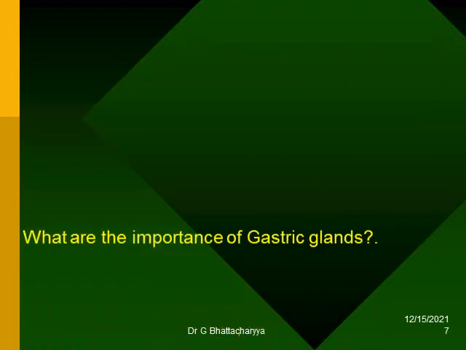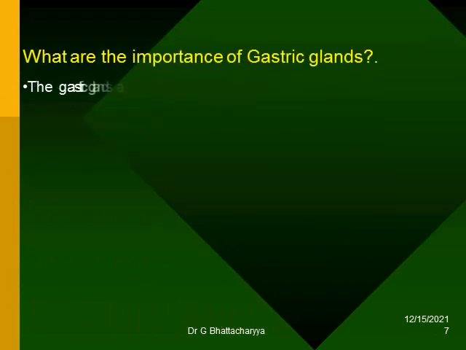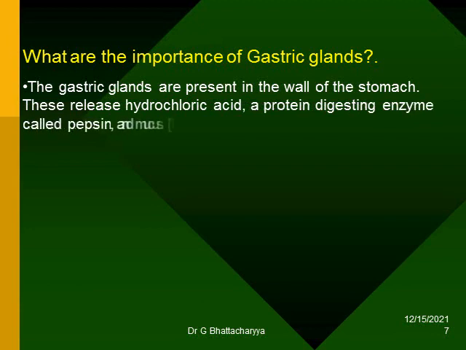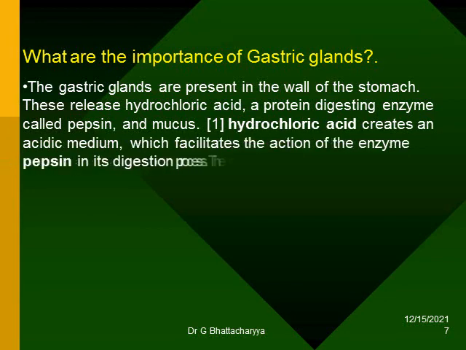What is the importance of gastric glands? The gastric glands are present in the wall of the stomach. These release hydrochloric acid, a protein digesting enzyme called pepsin, and mucus. Hydrochloric acid creates an acidic medium which facilitates the action of the enzyme pepsin in its digestion process.